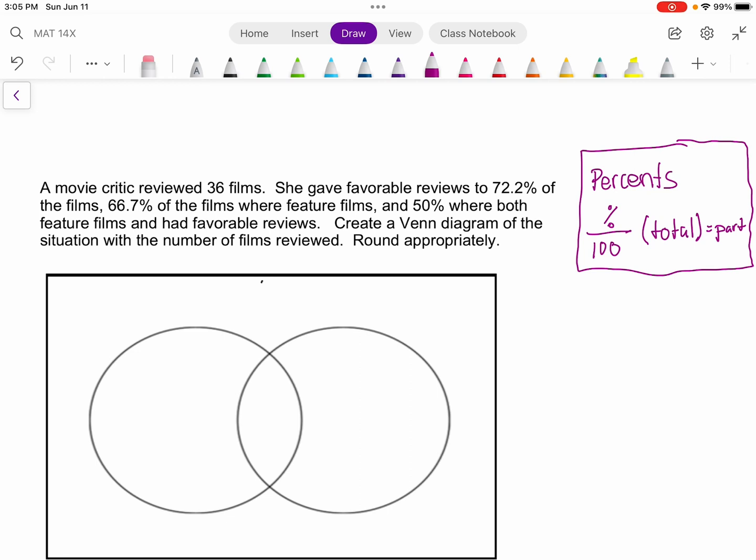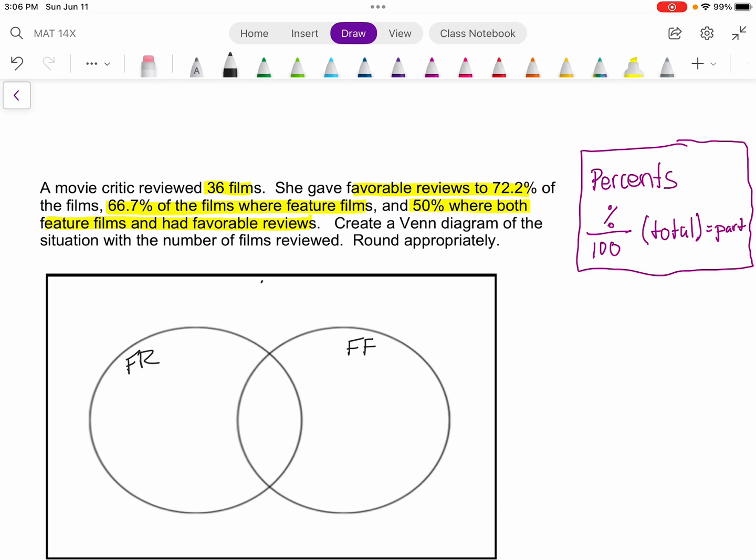All right, now let's dive in and break this apart. So we have a movie critic who reviewed 36 films, and she gave favorable reviews to 72.2%, and 66.7% of the films were feature films, and 50% were both feature films and she liked them. So we want to create a Venn diagram of this. One of our sets is going to be favorable reviews, which I'm going to abbreviate as FR. The next one is feature films, so I'm going to call that FF. And film reviews is our overall topic.